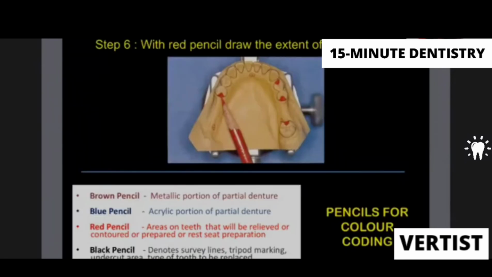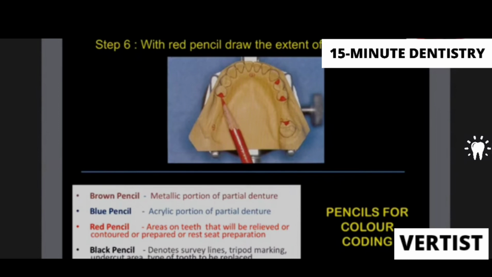Now, look at this on the lower left side. These are your color codes which are given, and what you can see marked on the cast are your rests. All your rests have to be always marked in red. So when you're drawing your diagram also, red is the color code for the rests. The brown pencil has to be used for the metallic portion of all the components. The blue portion is for the acrylic portion, that's your denture base and your teeth. And your black pencil is for all your survey lines. So that's the color code that Stuart gives, and that's what you need to follow when you draw your diagrams.